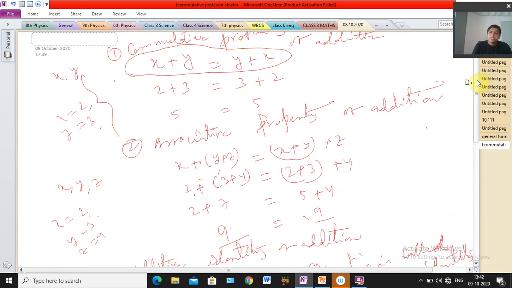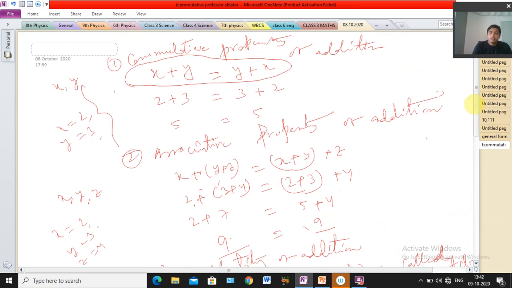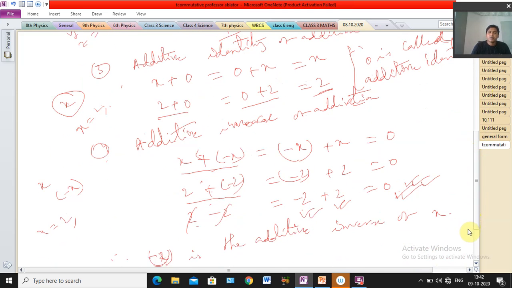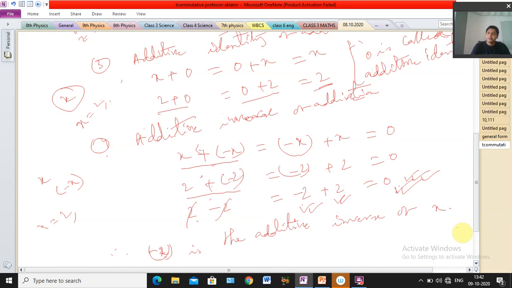So total 4 properties are there. First, commutative property of addition. Second, associative property of addition. Next, point number 3, additive identity. And next, point number 4, additive inverse of addition. Okay, clear? This is what we are getting for addition. Similarly, we will get it in multiplication also. In multiplication also it is applicable. Just check it once. Is it applicable or not? Okay, check it once.